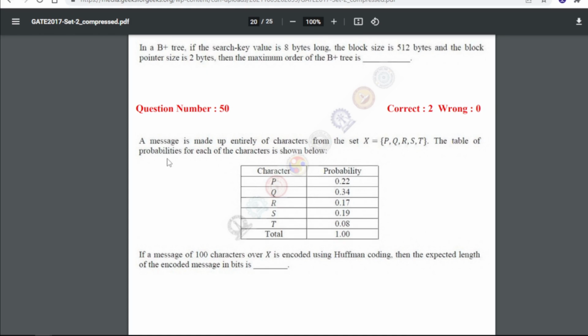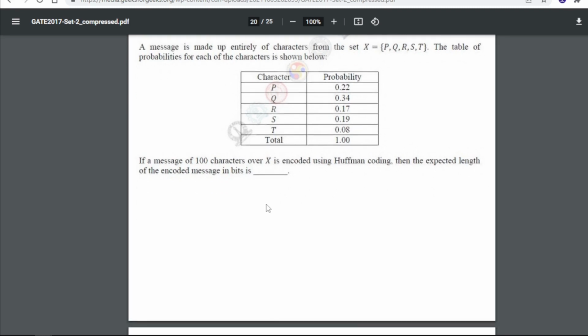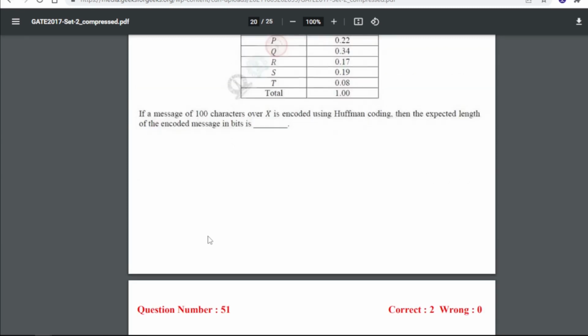50th is: a message is made up entirely of characters from the set X equals {P, Q, R, S, T}. The table of probabilities for each of the characters is shown below. If a message of 100 characters over X is encoded using Huffman coding, then the expected length of the encoded message in bits is what? So for 50 our answer will be 255.0.